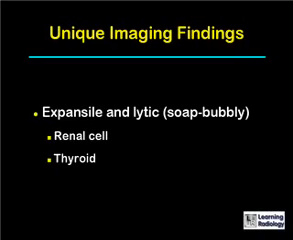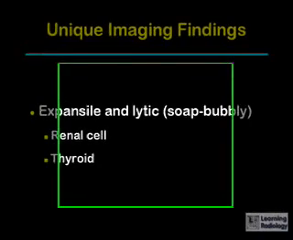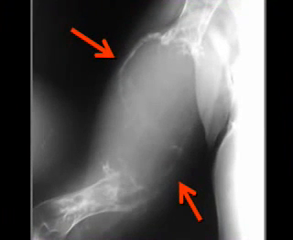Expansile and lytic lesions, those that have a soap bubbly appearance, you should think of primaries such as renal cell carcinoma or thyroid carcinoma. This is a lesion in the right humerus, which is unbelievably expansile, lytic, destructive. You can see that there are septations within the lesions, and this is metastatic disease from a renal cell carcinoma, though it could be from thyroid as well.